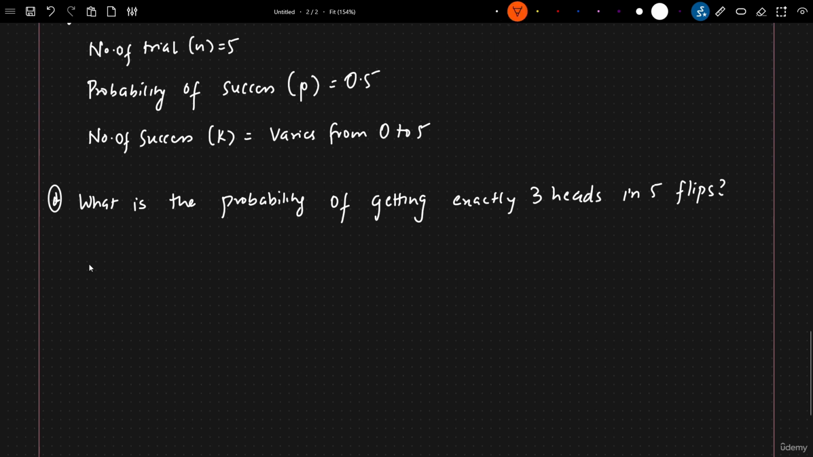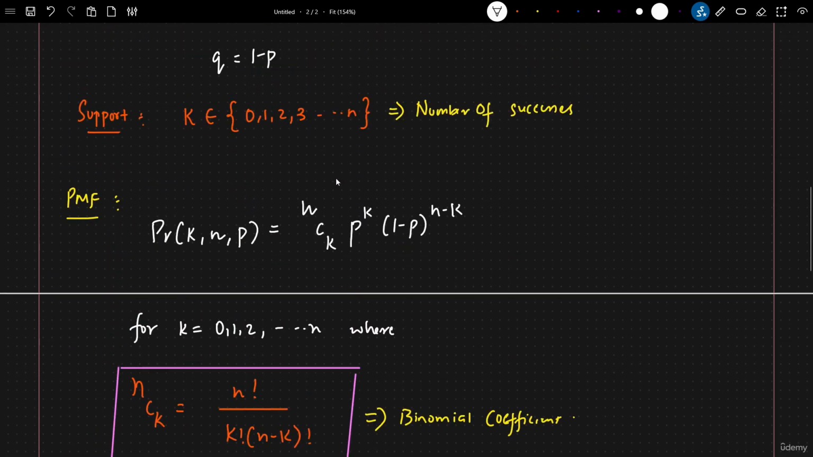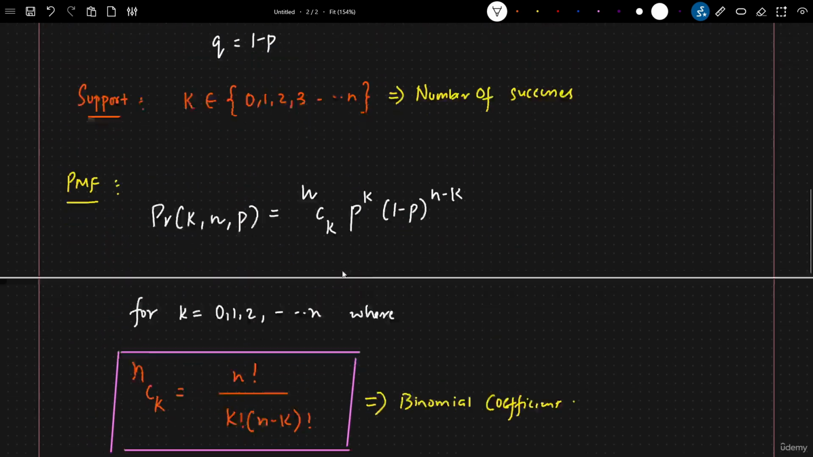So here my n value is obviously 5. K is the number of successes, which is nothing but 3, right? 3 heads I need to get. So I'm just going to calculate the probability of X equal to 3. And it is very simple. I will just go ahead and write 5C3, because I have to use this formula, nCk, 5C3, okay?